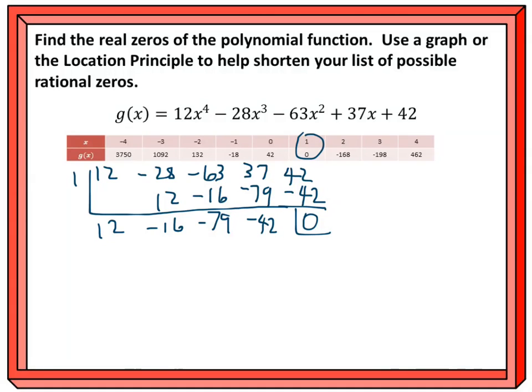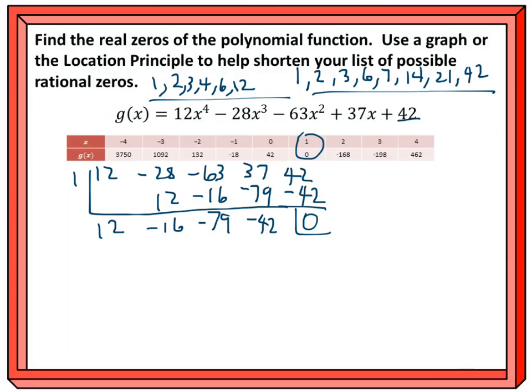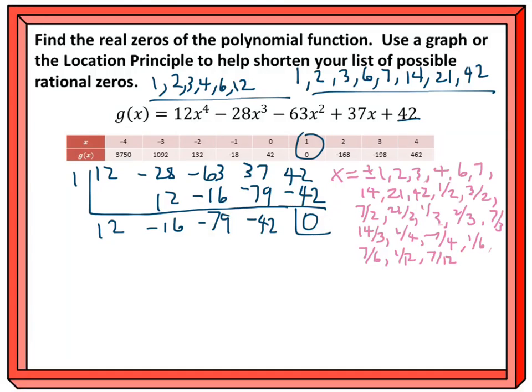Okay. So I've got factors including, let's say, for 42, 1, 2, 3, 4 doesn't go into it, neither does 5, 6, 7, 14, and 21, and I think 42. And then for 12, we've got 1, 2, 3, 4, not 5, 6, and 12. So it's all of these divided by all those. So I'm going to pause here for a second, list out all of those possibilities, and then continue with the video.